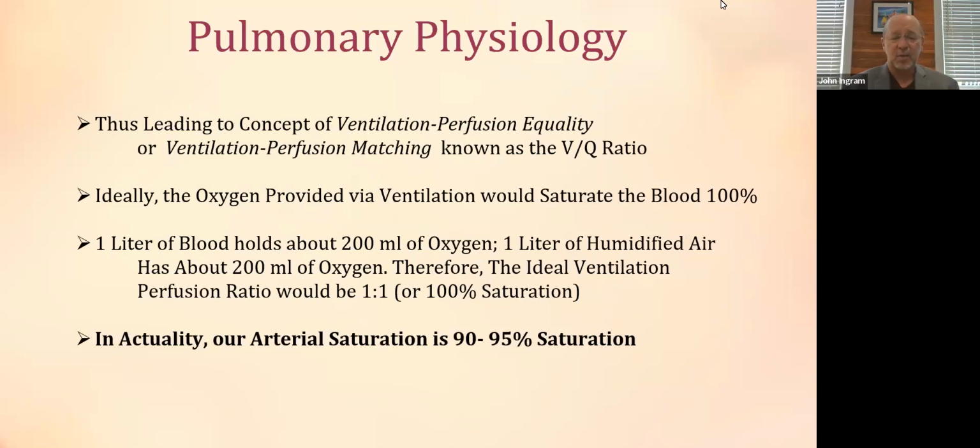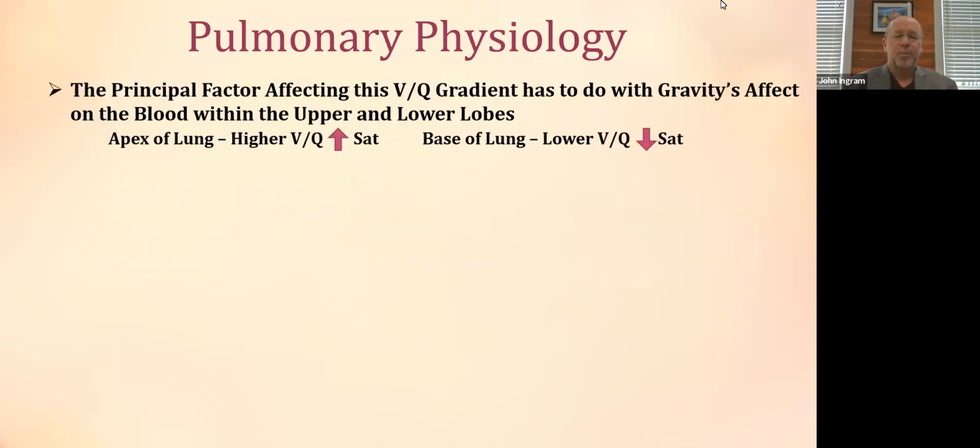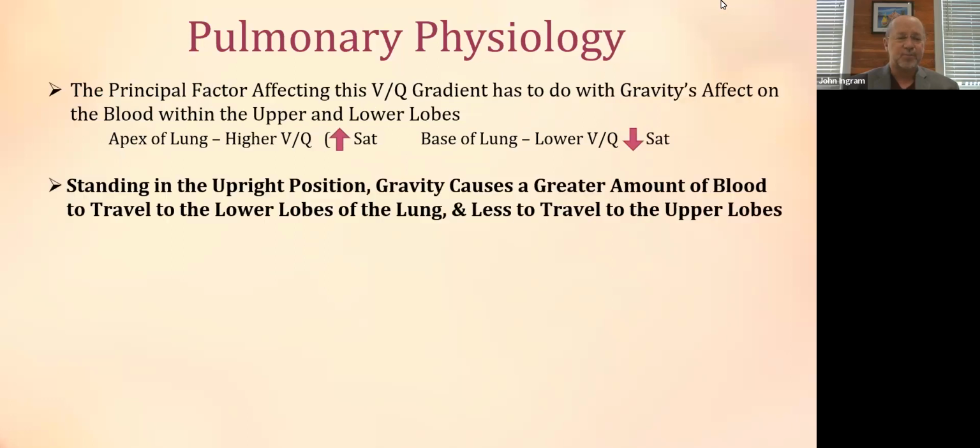In actuality, though, as I said, our arterial saturation is somewhere between 90 and 95% saturated. So the principal factor affecting this VQ gradient has to do with gravity's effect on the blood within our upper and lower lobes of our lungs. So, for example, the apex of the lung would have a higher VQ saturation, and the base of the lung is going to have a lower VQ saturation. And we're going to look at why this is.